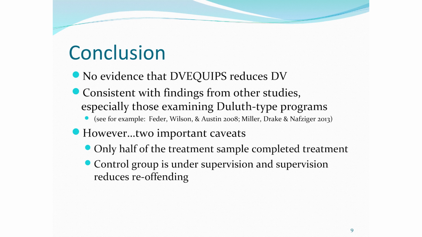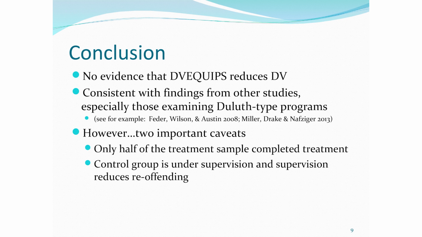First of all, only half of those who are referred to treatment completed treatment. None of the control group got any treatment, but only half of those in the treatment sample completed it. So you've got what might be called a treatment dilution effect. In other words, the effect of those who completed treatment might be hidden to some extent by those who didn't finish it.